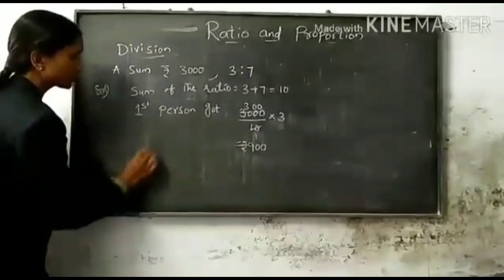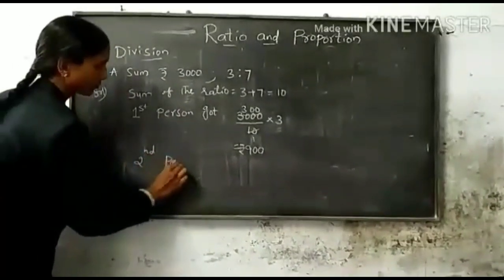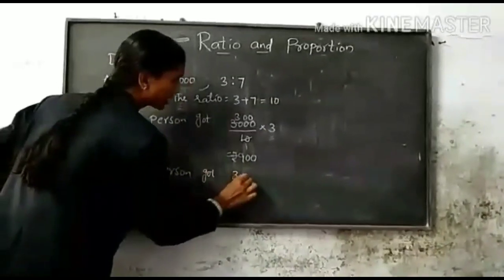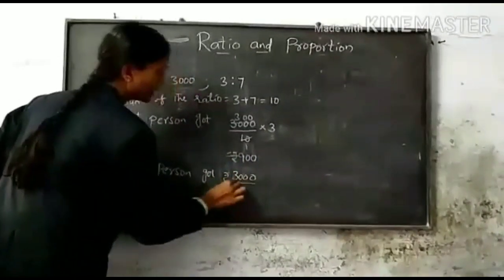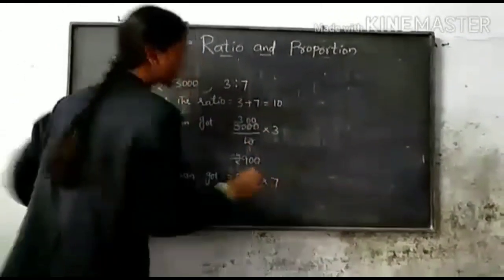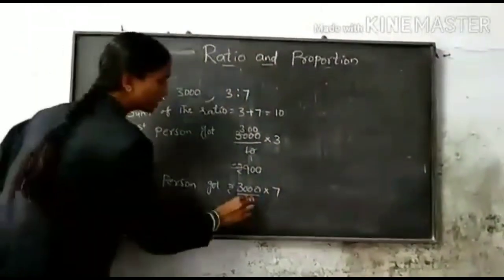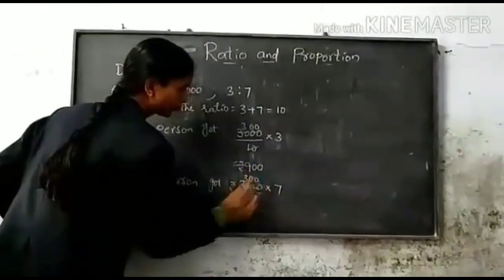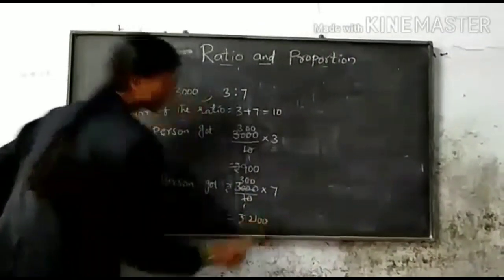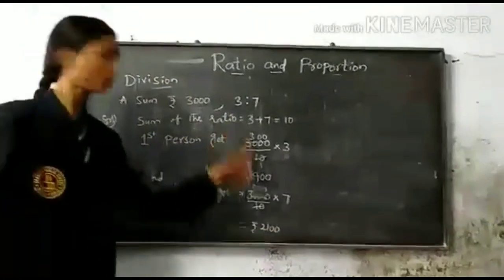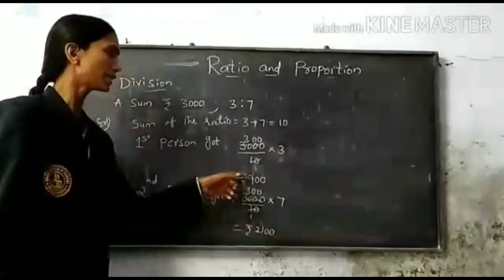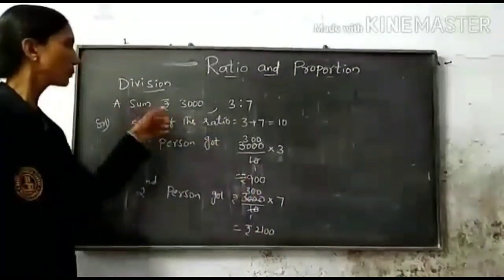And the second person got 3000 rupees divided by the sum of the ratio, times the second person's ratio, 7. 10 ones are 10, so 300. 300 into 7 is rupees 2100. Now see here, the first person got 900 rupees and the second person got 2100 rupees. Total 2100 plus 900 is equal to rupees 3000.